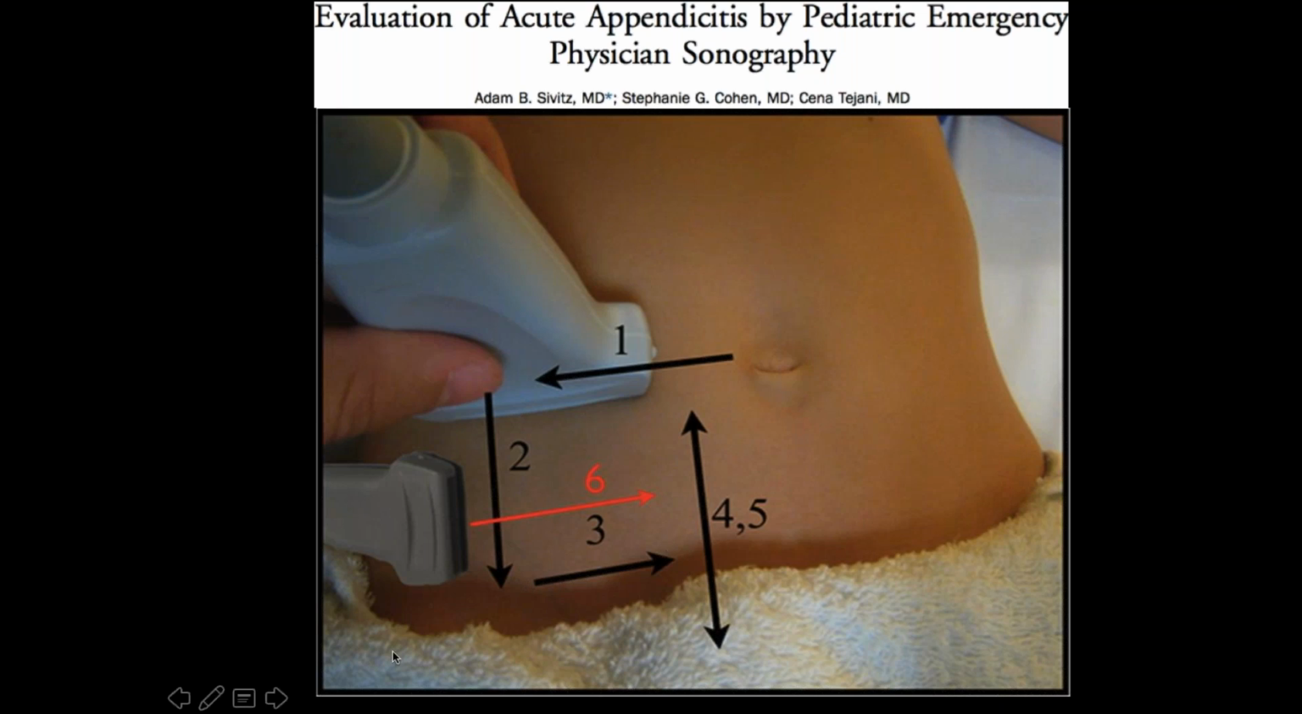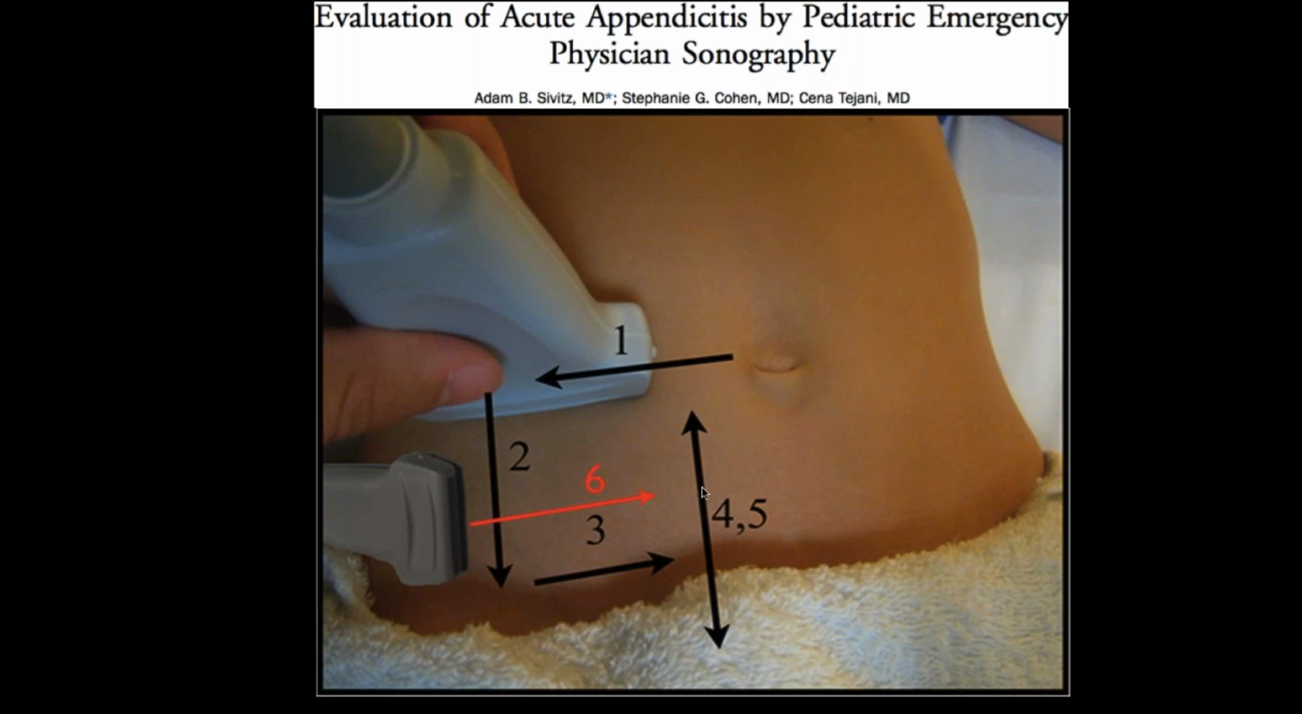Step 4, if you're still not finding the appendix when you're doing this, you can scan upwards, again in the transverse orientation, and then you can even go down further towards the pelvis, and you'll end up seeing the bladder if it's full. And if you're having no luck, you finally want to flip that high frequency linear transducer with the indicator marker now cephalad, and you're going to make a sweep right across this whole right lower quadrant in the hopes that you'll find the appendix, because it can be difficult sometimes.